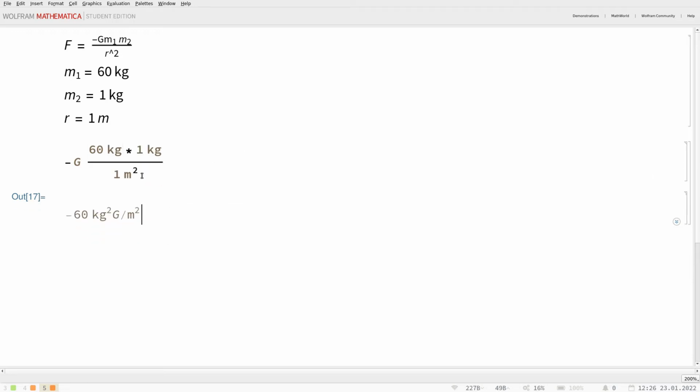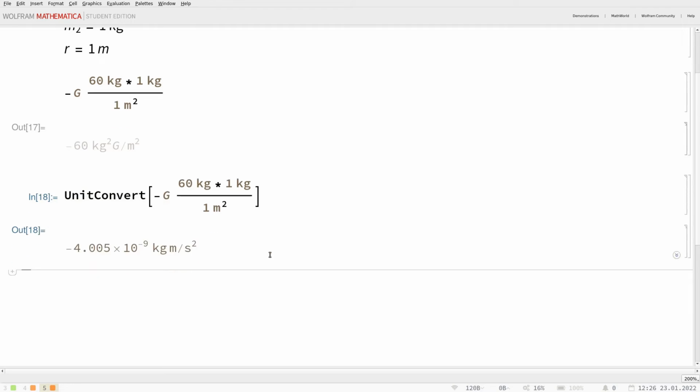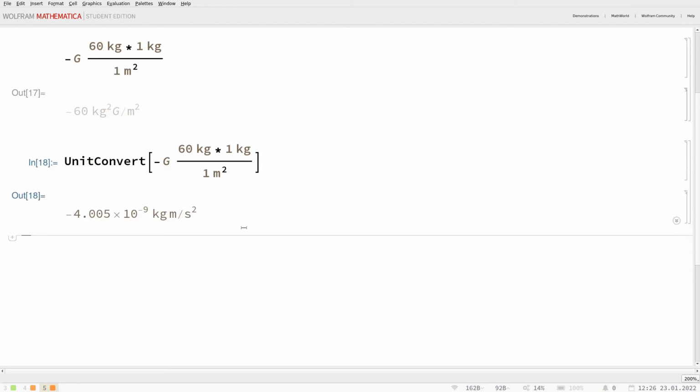So now we will unit convert it by typing out the UnitConvert function and copying our statement from before into it. And now if we do Shift Enter, the unit will be SI base units, kilograms times meter per second squared. Now we can do something else with UnitConvert.